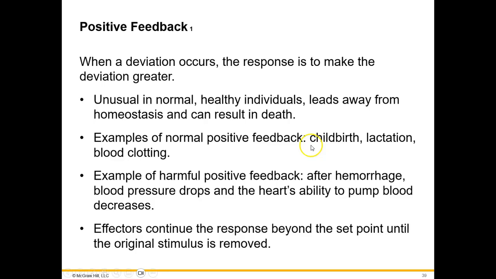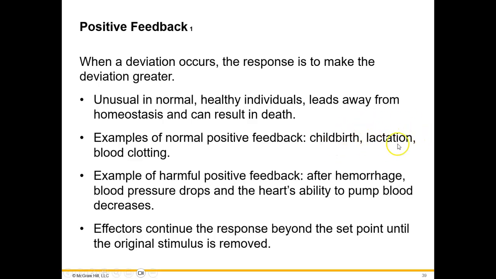So when you start having contractions, they don't get less. You have small contractions, and those lead to larger, stronger contractions, stronger and stronger until the baby is born. So it's like increase, increase, increase. That's what positive feedback does.